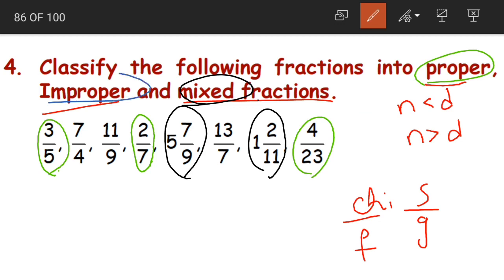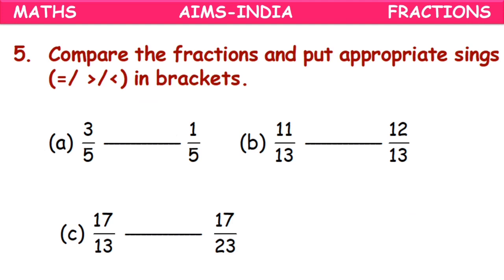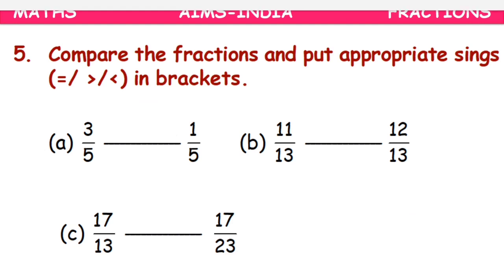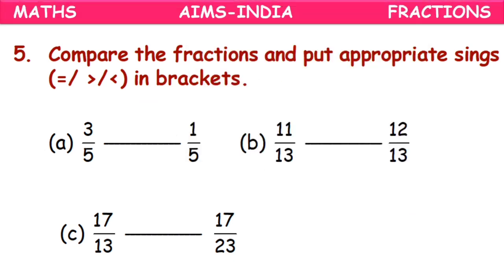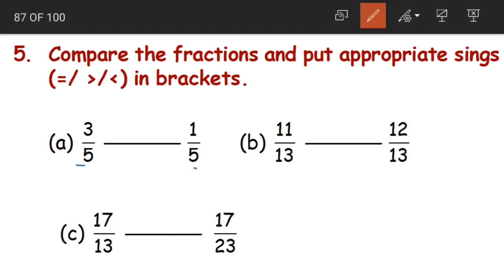Now coming to improper fractions, let us circle them with blue color. 7 by 4, 11 by 9 and 13 by 7. These 3 become our improper fractions where the numerator is greater than the denominator. Understood, children? Now coming to the last question for today. Compare the fractions and put appropriate signs. Now how do we compare the fractions? They should be like fractions, and in case of like fractions where the denominators are same, we compare the numerators and put the appropriate sign.